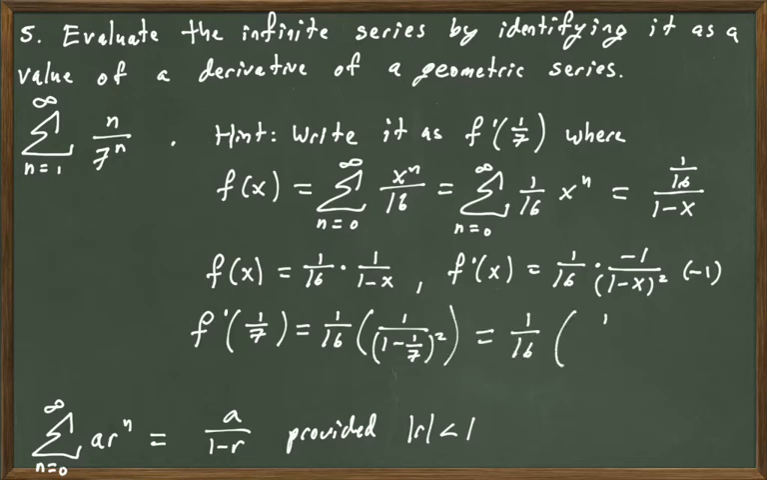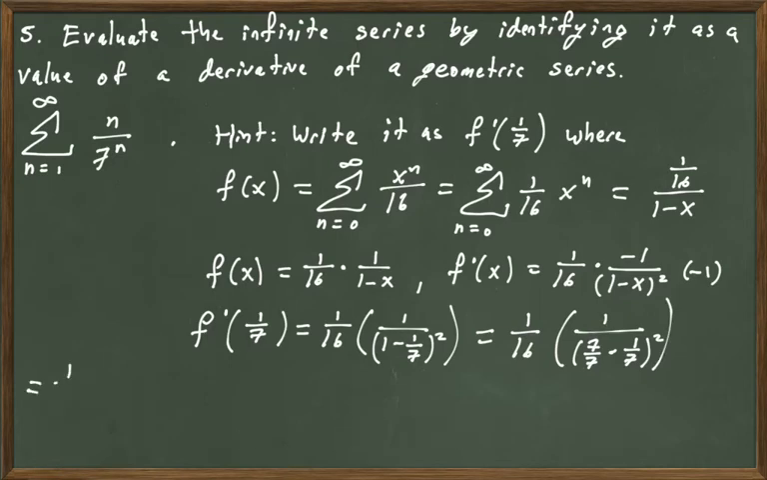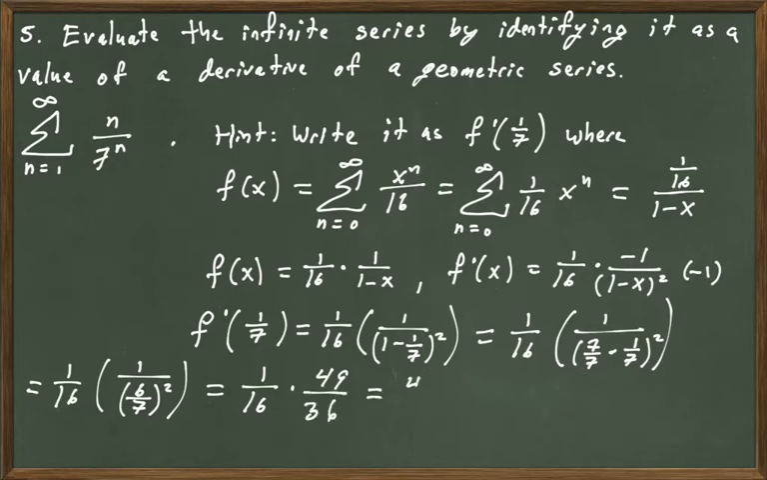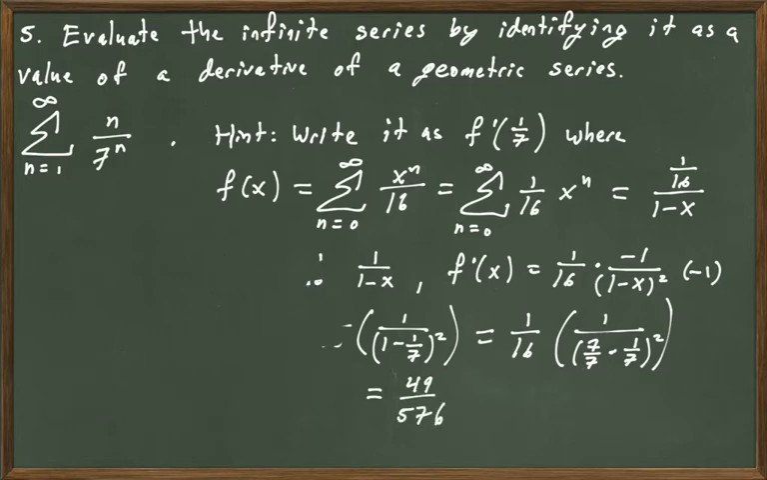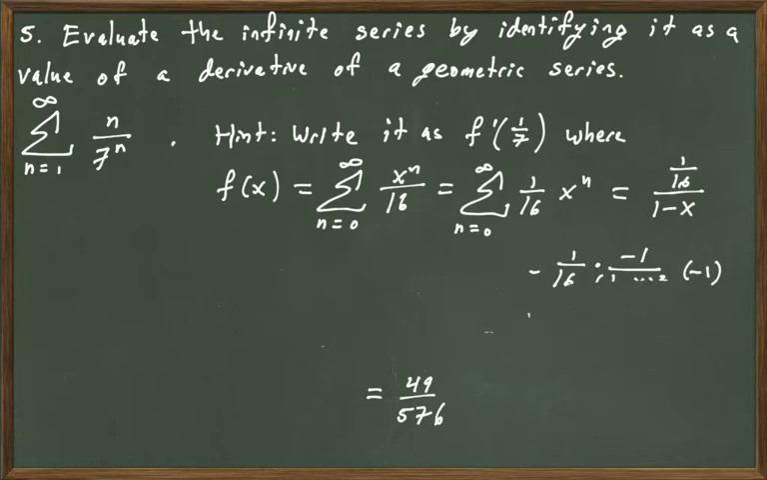It's going to be 1 over 16 times 1 over, 7 over 7 is 1, minus 1 over 7, quantity squared. It's going to be 1 over 16 times 1 over 6/7 squared. And then 6 over 7 squared is going to be 36 over 49, and then it's in the denominator, so we're going to flip it over, and it becomes 49 over 36, which is going to be 49 over 576. Okay, so that's what f prime of 1/7 is.